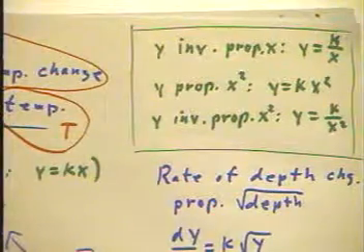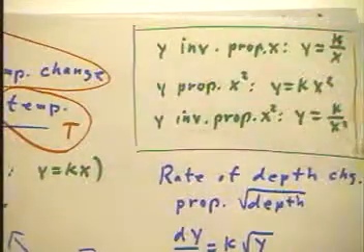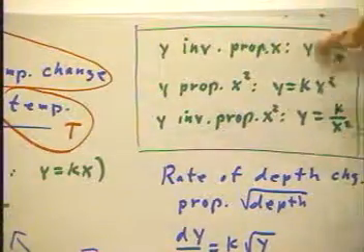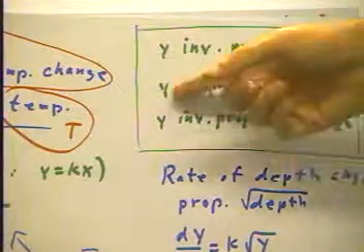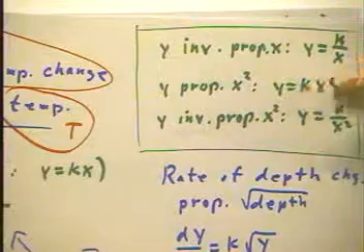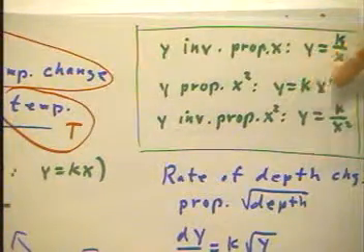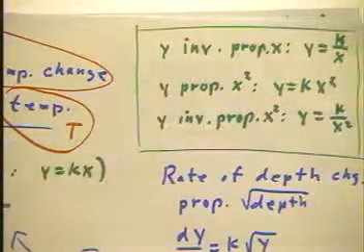Other possibilities, just different proportionalities. Listing of proportionalities. Y inversely proportional to x is written y equals k over x. Y proportional to x squared would be y equals kx squared. Y inversely proportional to x squared is y equals k over x squared.